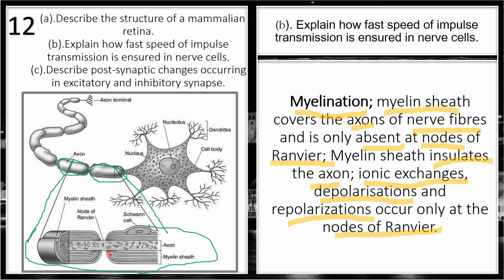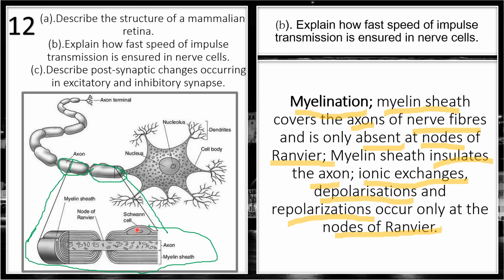So this is the myelin sheath that covers the axon of the nerve fiber, and it is absent at the point we call the node of Ranvier. At this point you can see there is no myelin sheath here. That is what we call the node of Ranvier. When you look here, there is no covering. The axon is not covered at those points. Where the axon is not covered, that is what we call the node of Ranvier.